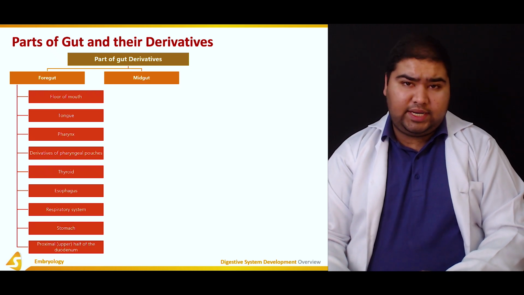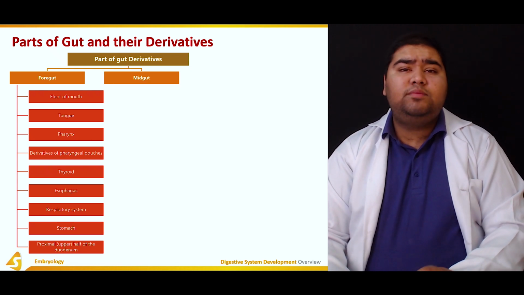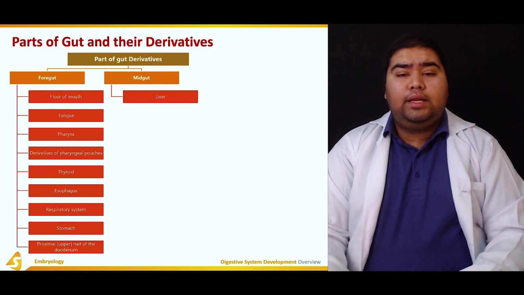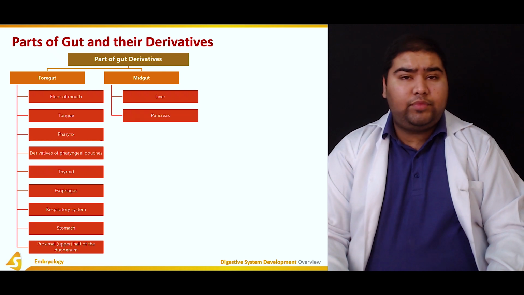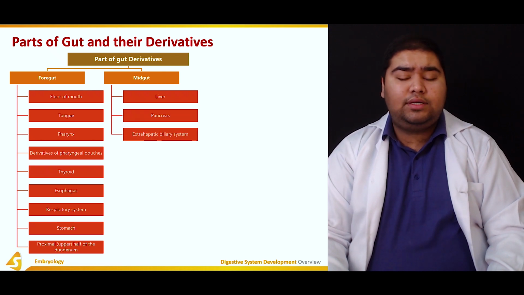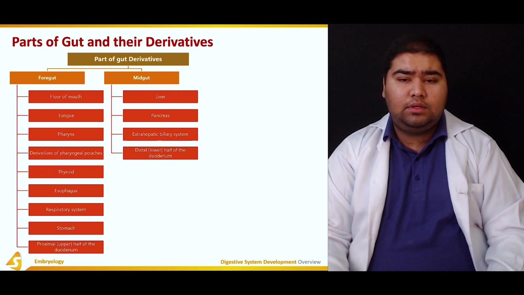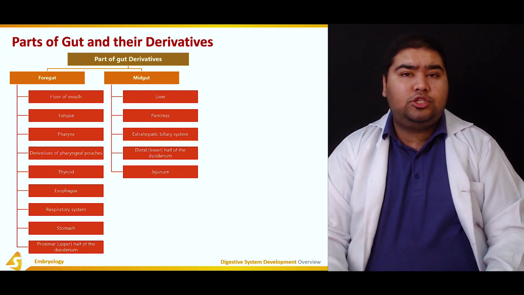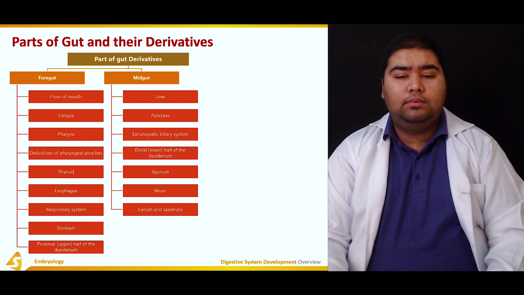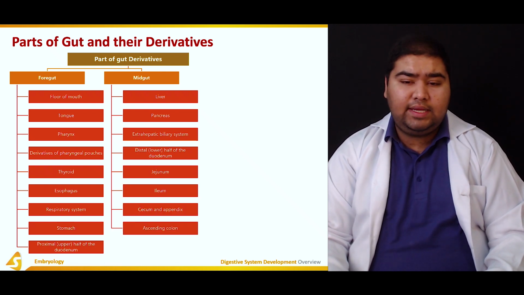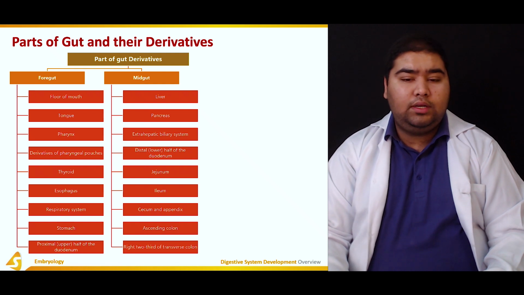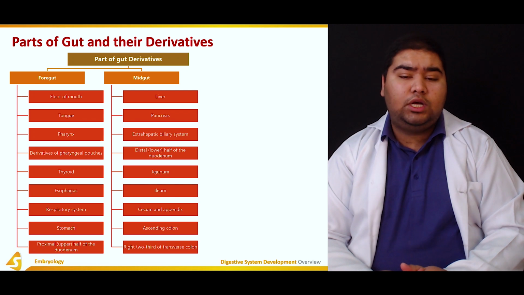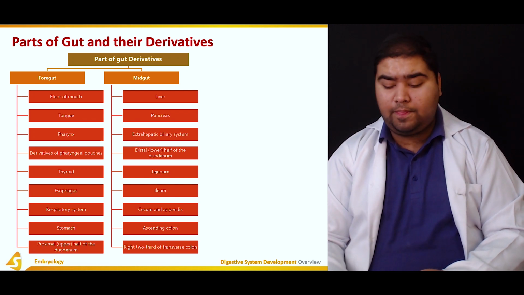Now moving on to the midgut derivatives. The midgut forms the middle portion of the gastrointestinal tract. This includes the liver, the pancreas, the extrahepatic biliary system, the distal or lower half of the duodenum, the jejunum, the ileum, the cecum and appendix, the ascending colon, and finally the right 2/3 or the proximal 2/3 of the transverse colon.